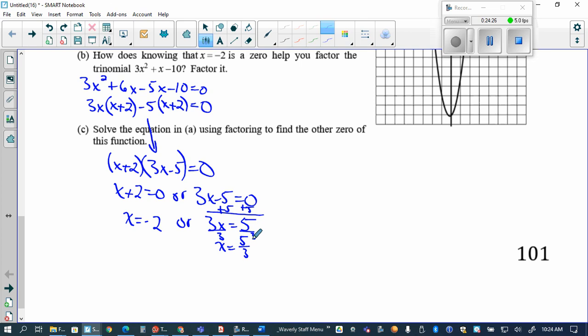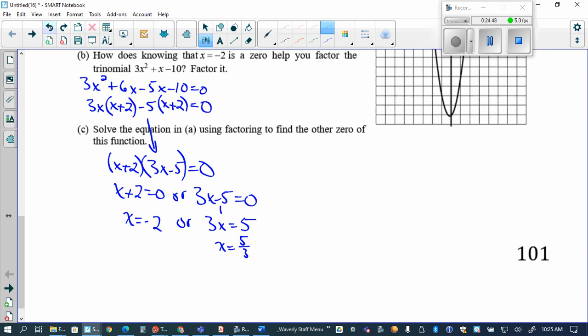Dividing by 3 undoes multiplying by 3. So, yeah, exactly. You're solving, doing what undoes the things. But you understand adding 5 to both sides, divided by 3, right? Okay.